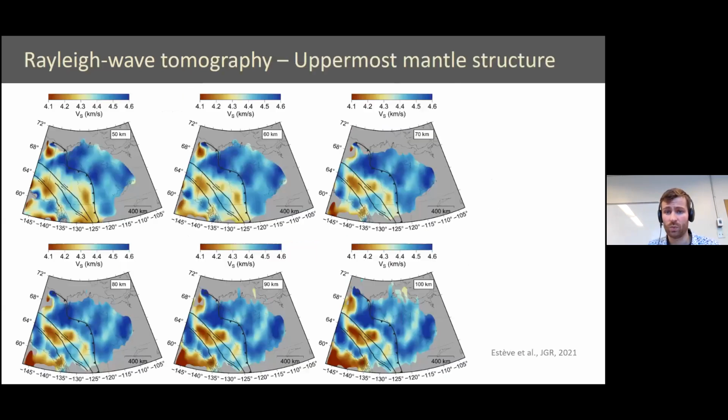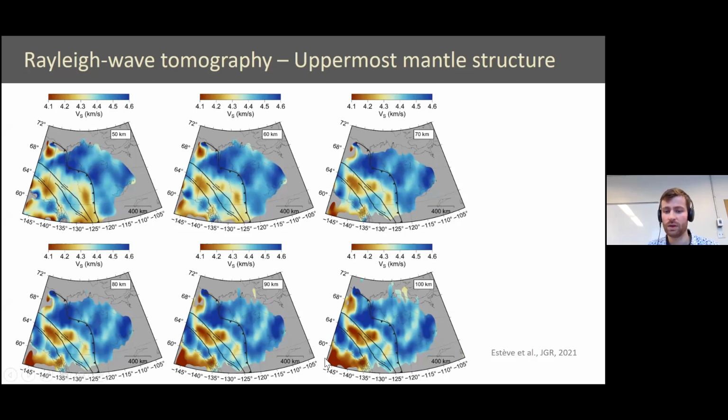And now if we compare them with our surface wave tomography model, that extends from 50 kilometers to 100 kilometers depth. So that's basically the very shallowest part of the teleseismic P-wave model. So that's kind of complementary in a way to the teleseismic P- and S-wave models.